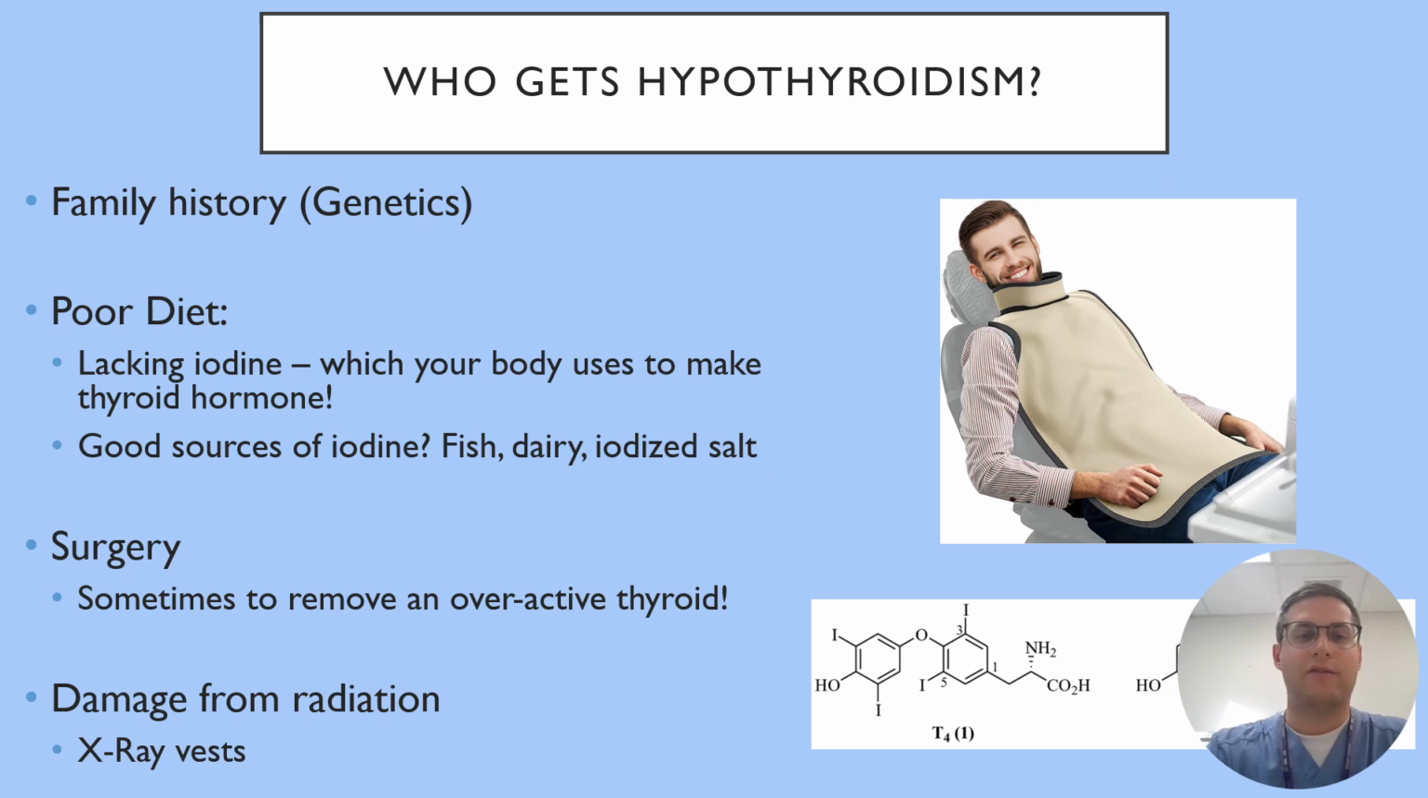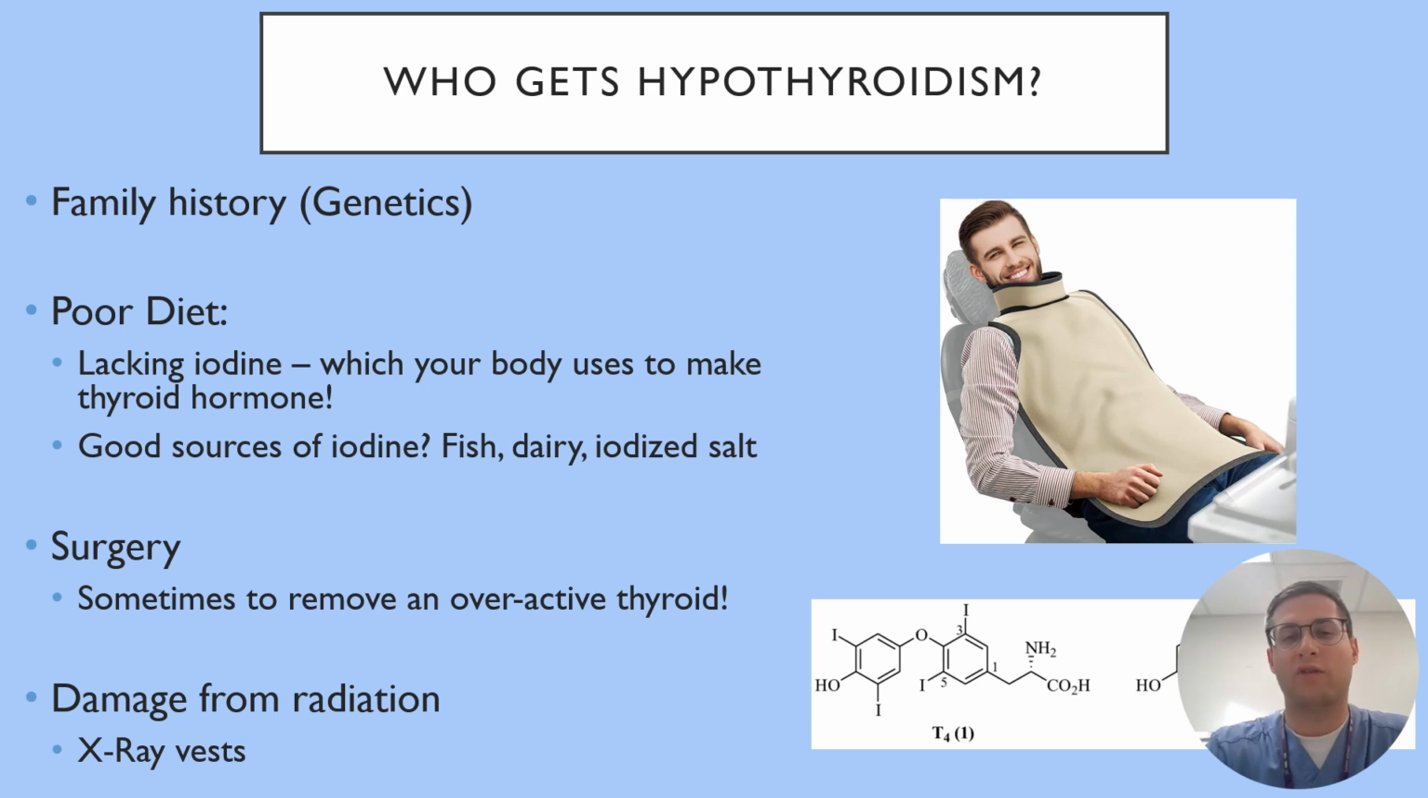Expanding upon these causes of hypothyroidism, family history is essentially something that's caused by genetics. If you've had a family member in the past that's had thyroid issues in their life, it's possible through genetics that you are at an increased risk of developing hypothyroidism as well. Poor diet contributes to having hypothyroidism because iodine, which is something you get from your diet, is something that's used to make thyroid hormone in the body.